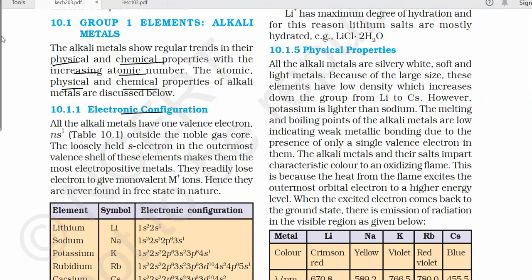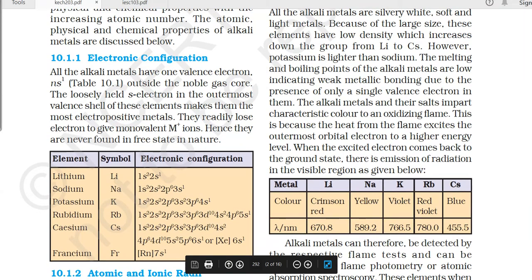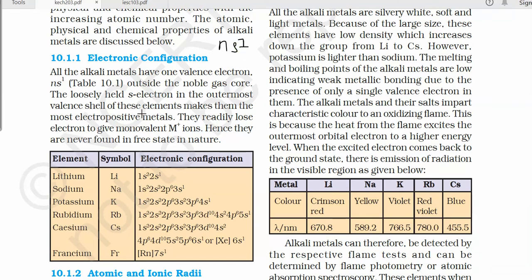As we are starting the discussion with the electronic configuration, the general electronic configuration which we have considered for the alkali metals is ns1. Here you can observe that for lithium, the electronic configuration is 1s2 2s1. For sodium, it is 1s2 2s2 2p6 3s1. For potassium, it is 1s2 2s2 2p6, or we can say argon, and then 4s1.